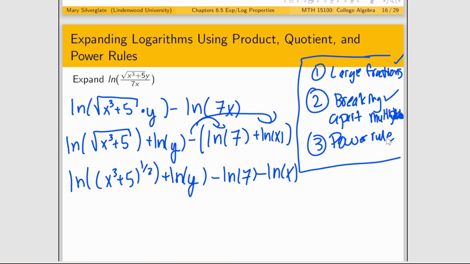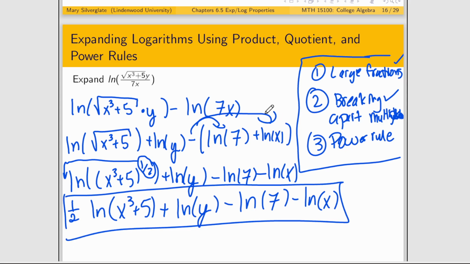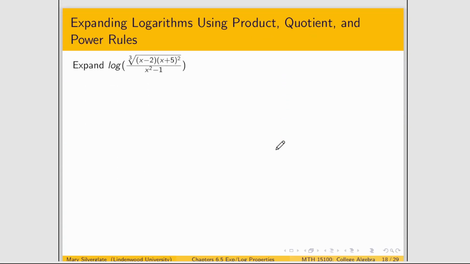Now I want to deal with my last rule, which is the power rule, and that says that this 1/2 is going to move out front. So we have 1/2 the natural log of x cubed plus 5. That doesn't break up any further because I have that plus 5 there, plus the natural log of y, minus the natural log of 7, minus the natural log of x, and that is my fully expanded logarithm.